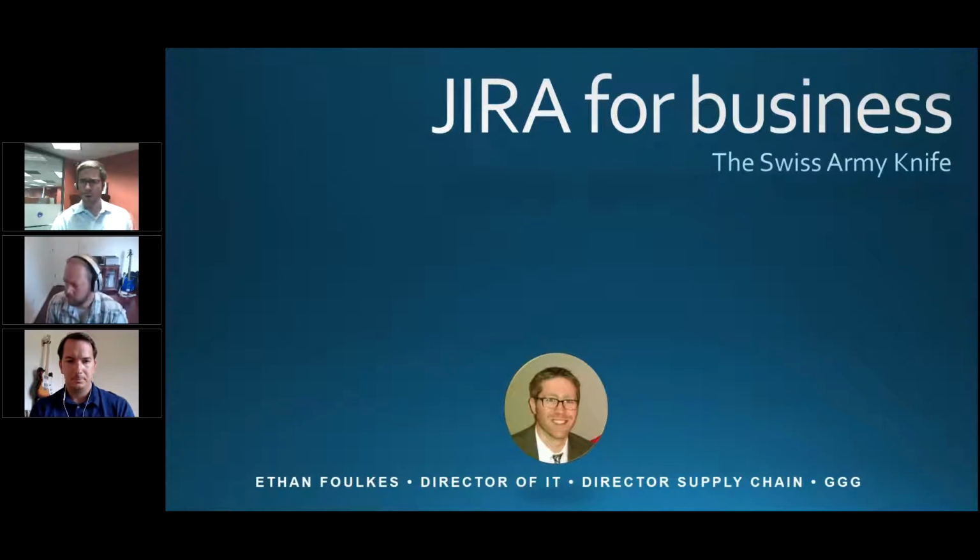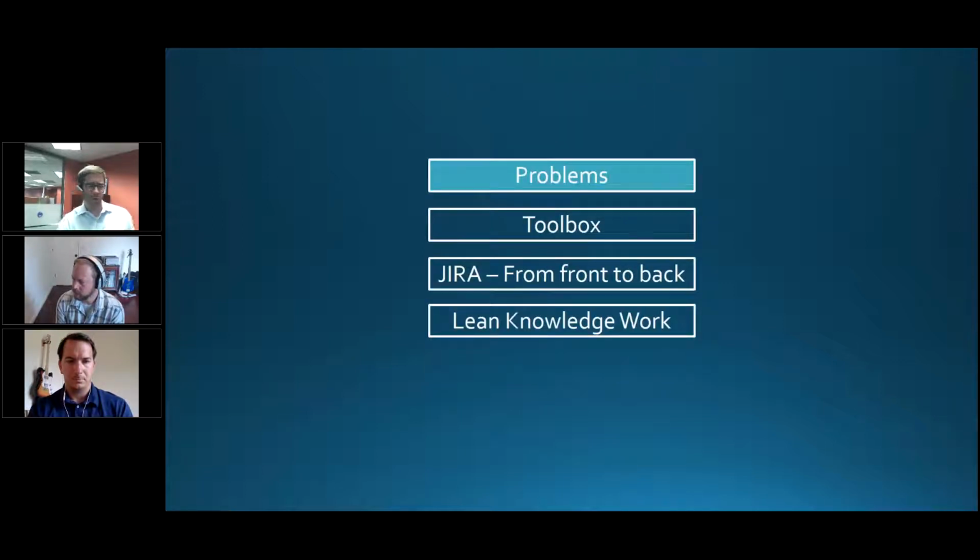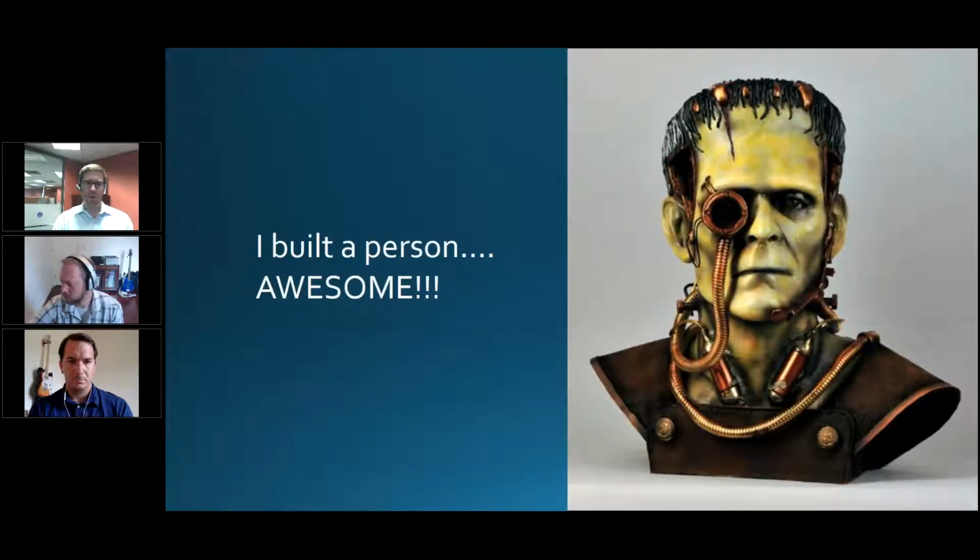All right, so what are we going to talk about? We're going to go through 4 stages. We're going to hit on problems. We're going to hit on the PowerScripts toolbox, which is a lot of what Justin talked about. And then we're going to do 2 use cases, Jira from front to back, and then lean knowledge work. So let's dive in. Let's start with some of the problems, and Justin touched on these. So the first thing I'll do is Frankenstein. So I built a person, and this is awesome. Look what it can do. It's so cool.